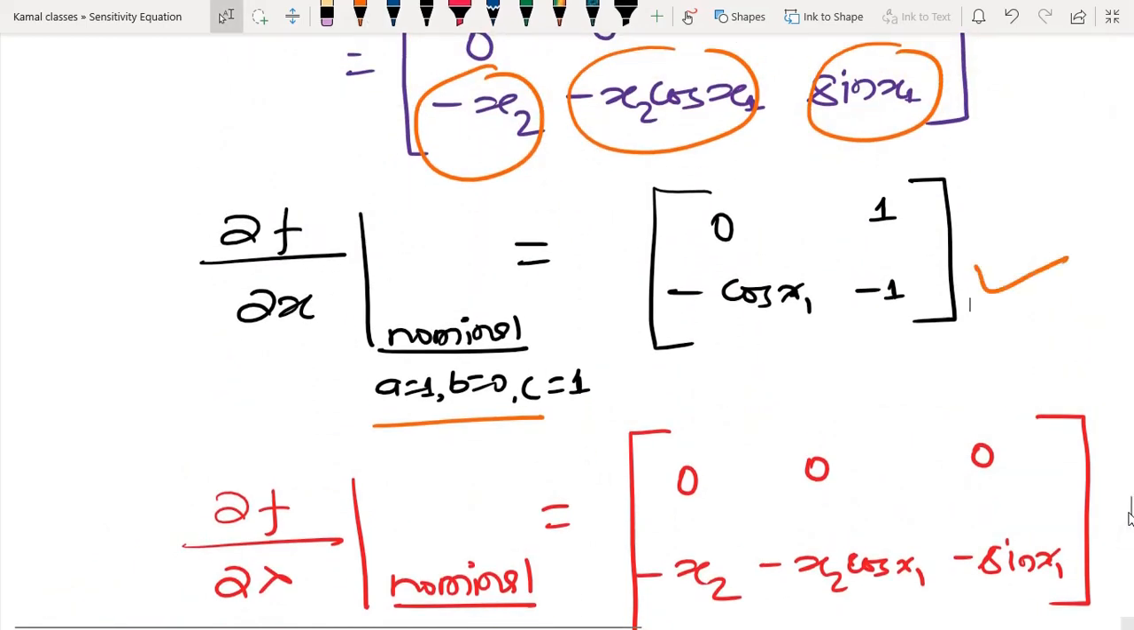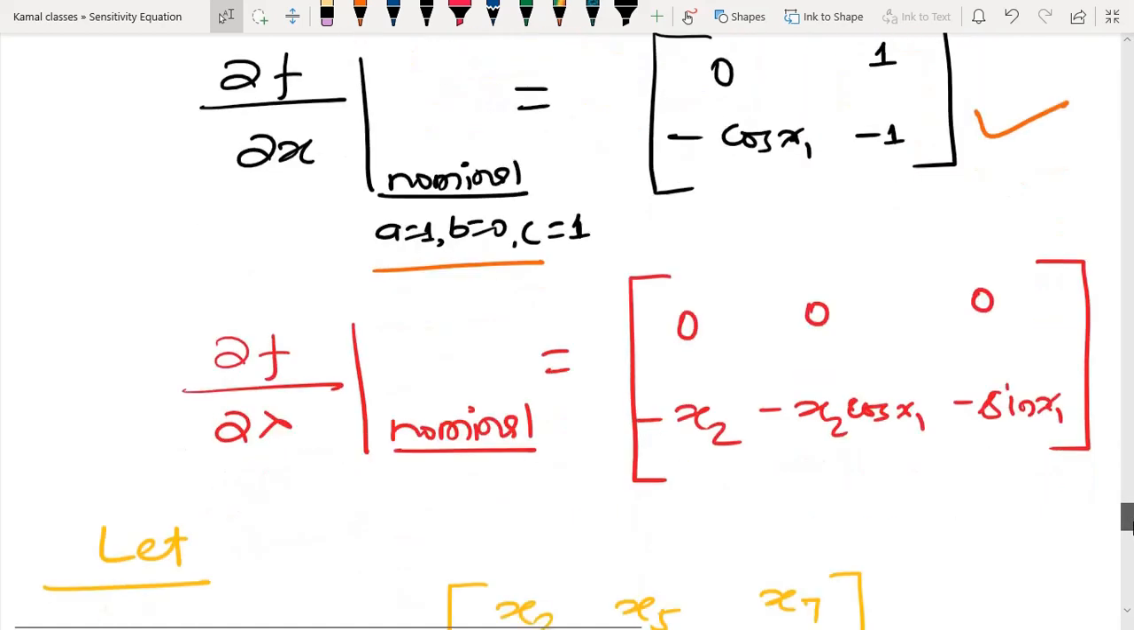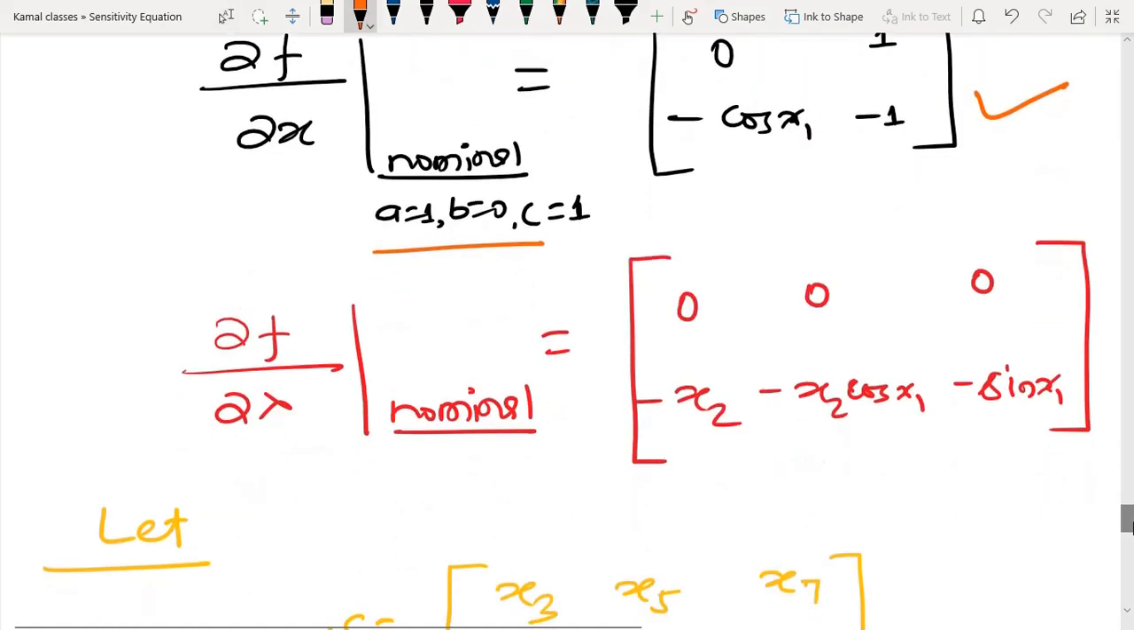Now I am going to calculate ∂f/∂λ about the nominal. Nominal means a equal to 1, b equal to 0, and c equal to 1. Then it is possible to show that we will get this kind of thing.